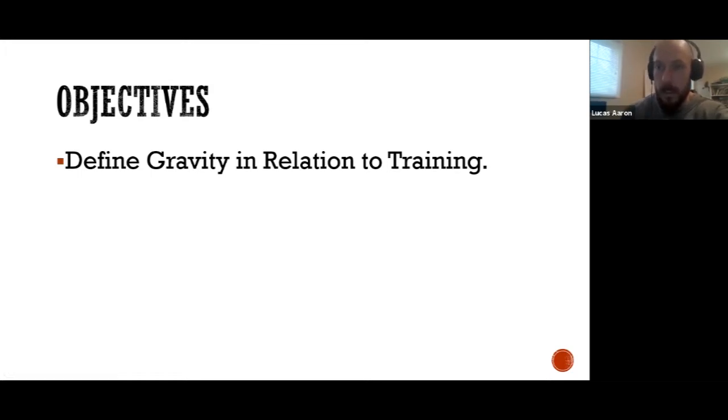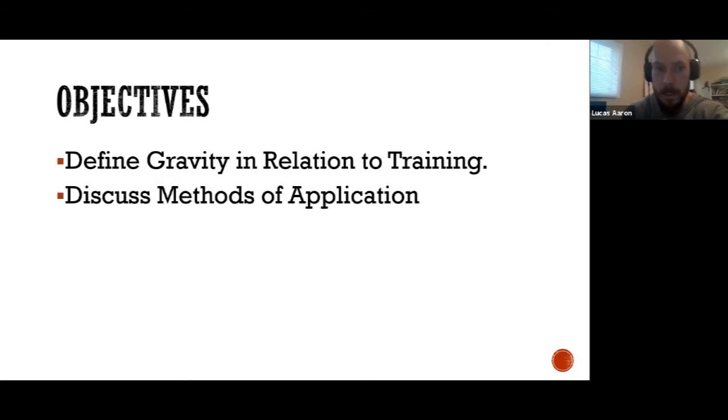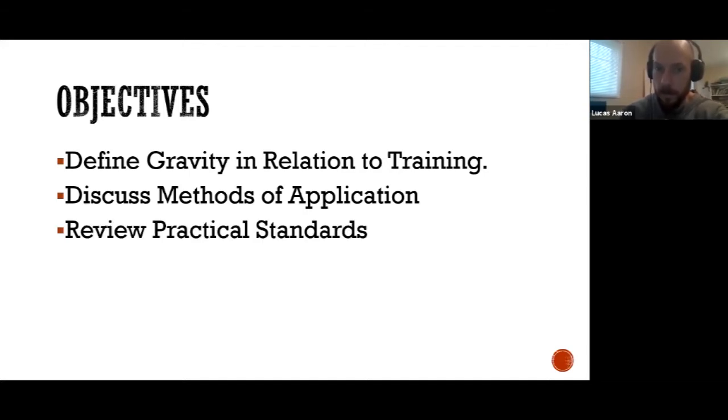So within this lesson, our objectives will be to define gravity in relation to flexibility training specifically and training in general, but flexibility training specifically. We will discuss the specific methods of application for it, the best that you can use with what you're learning in Range of Strength. And then we'll review the practical standard required for this lesson that aligns with the physical standards.